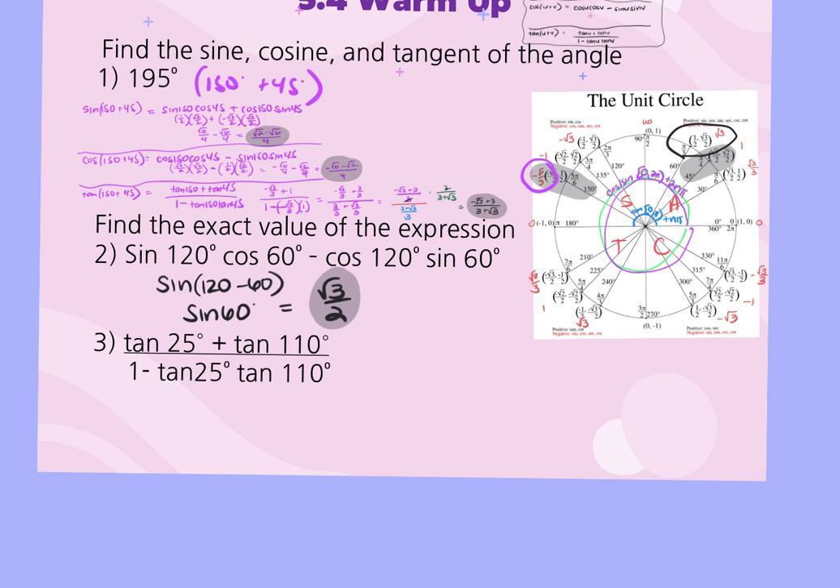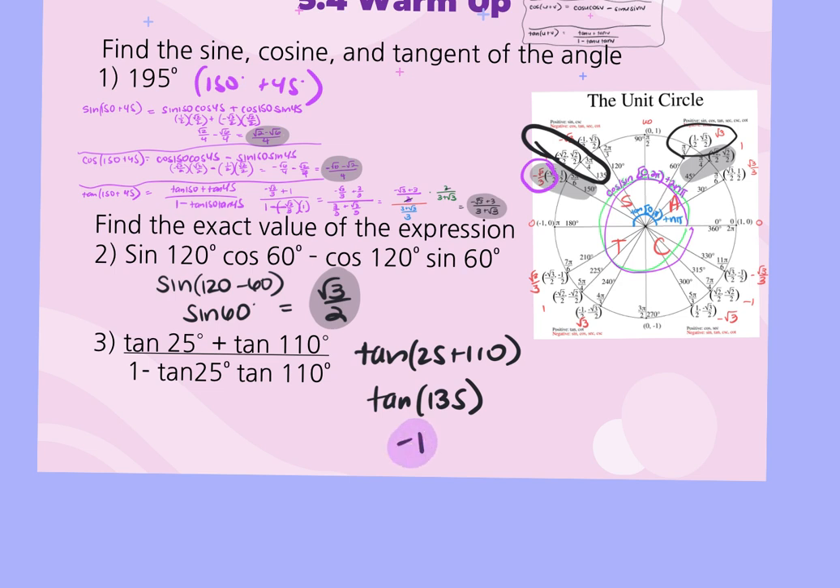And then 3 is tangent, right? Tangent's pretty obvious, but where do I match the sine? To the top or the bottom? The top. So this would be tan of 25 plus 110, tan of 135. And the tangent at 135 is negative 1.